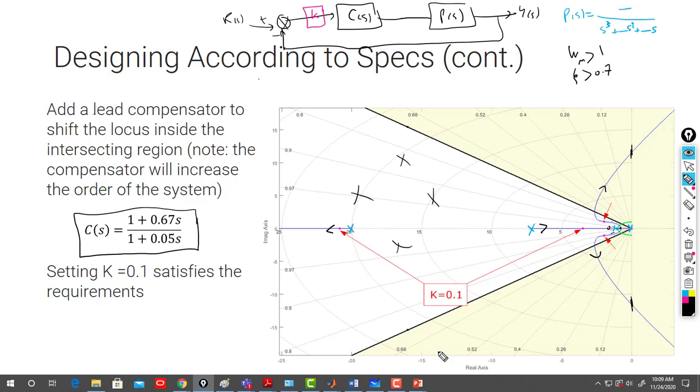So I have 4 poles now. My 4 poles should be located in the white area to satisfy my design requirement. So is there a gain K I can find, having added this? Now I added this compensator, so I don't have only K and P. So is there a gain K that I can use with which I'm satisfying my requirement?